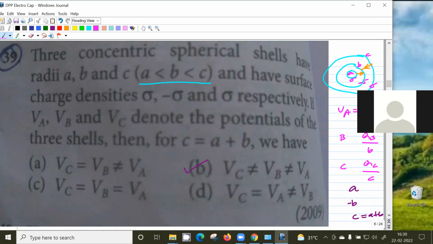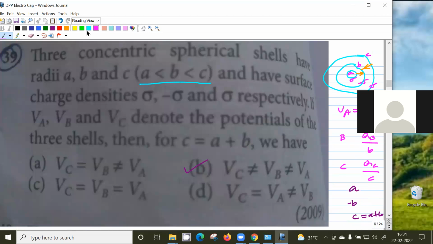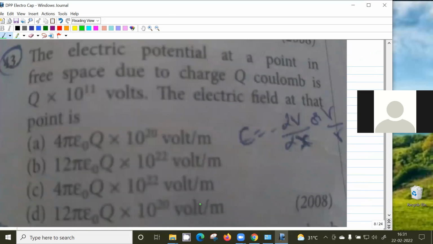The correct option is option D, is it? But all are different combinations. What is the correct option given? Option D. Yes, sir. Okay, I'll tell you later. So this is the method. I'll come back to this later.